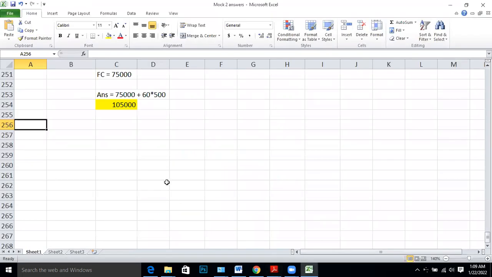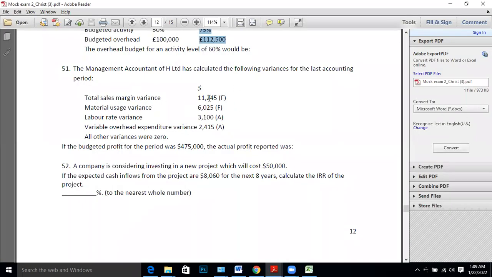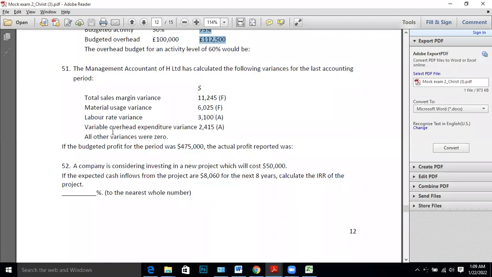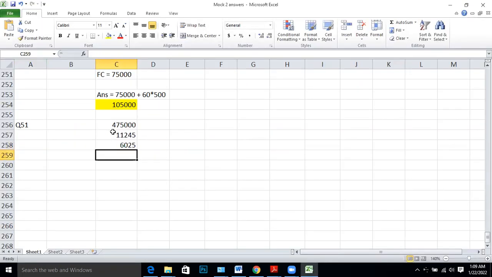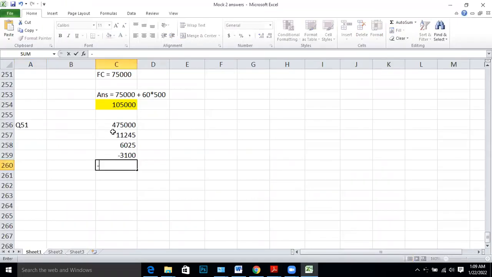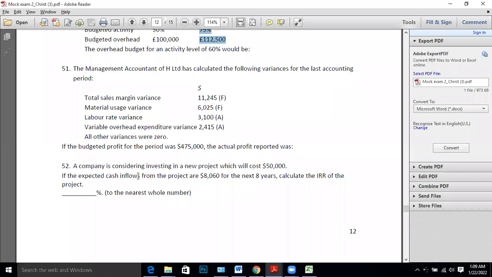475,000 is the budgeted profit. Add all the favorable variances. Total sales margin variance 11,245 favorable. Material usage variance 6,025 favorable. Labor rate variance 3,100 adverse. And 2,415 adverse. The result is 486,755. 486,755 is the right answer for that.